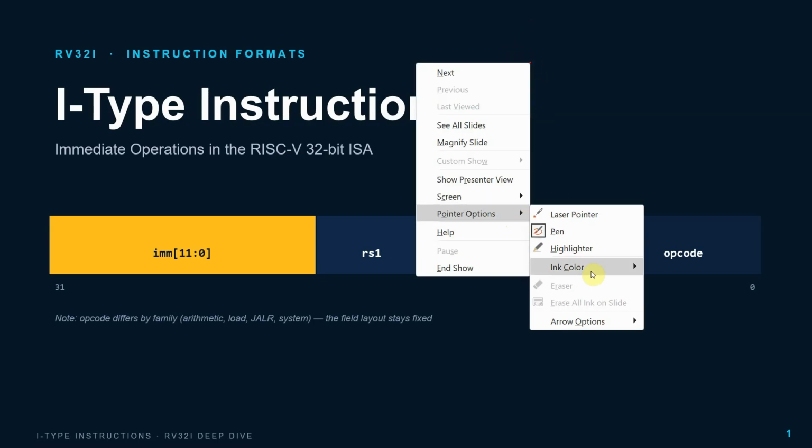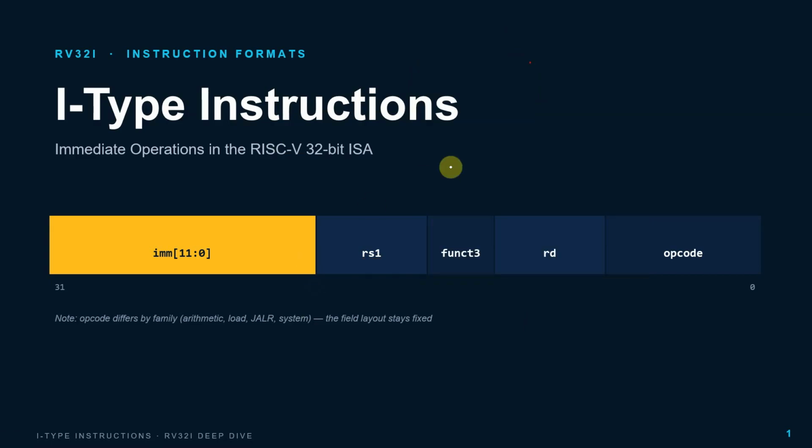In this particular video, we are going to start our discussion about I-type instructions. I stands for immediate operations, and in our RISC-V, we have different kinds of instruction formats. In our previous session, we discussed R-type instructions. Now, in this session, we are going to discuss the I-type instruction format.